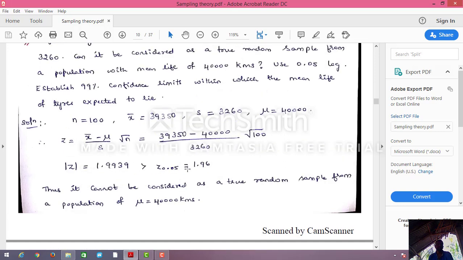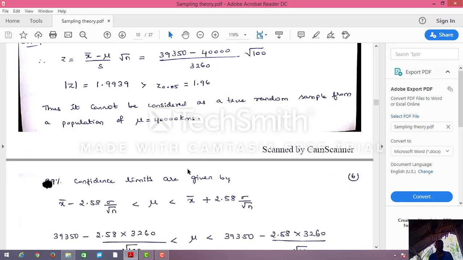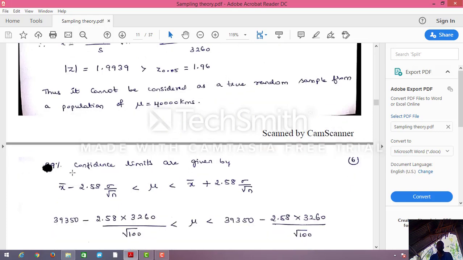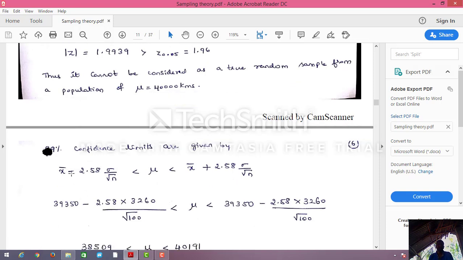Next, the 5% level failed in this case. Next, I am going to check the 1% level. It means 99% confidence limits. But that 99% confidence limits formula is something we already know, so it has been written here.